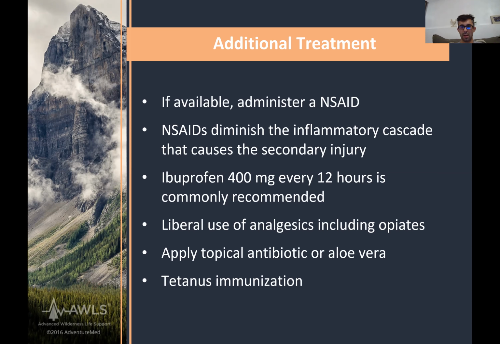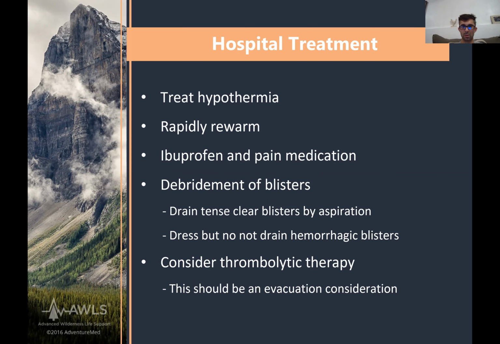Also give them the tetanus immunization, because it's a high risk wound. You can give aloe vera topically. It will actually reduce the prostaglandin and thromboxane production. Antibiotics are by choice. They're not strictly recommended. Once you reach a hospital, rapidly rewarm them, give them strong pain medications. As far as debridement of the blisters is concerned, only drain the clear fluid-filled blisters. Do not drain the hemorrhagic blisters.